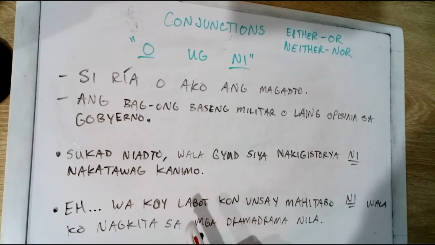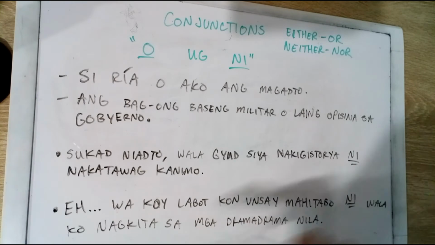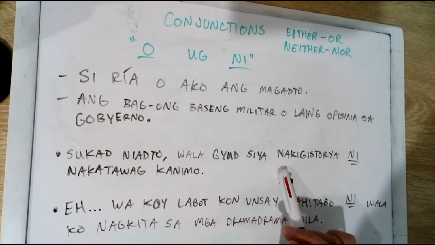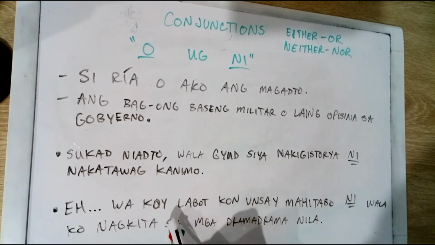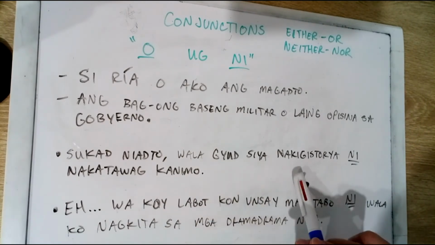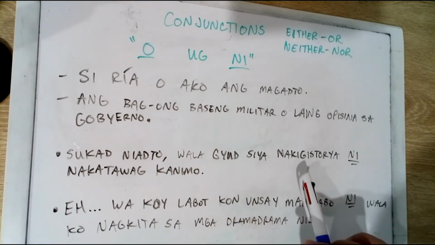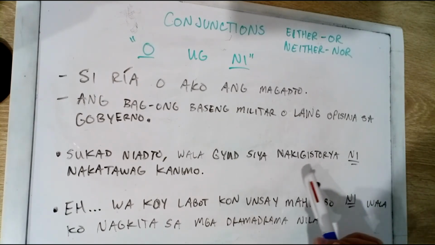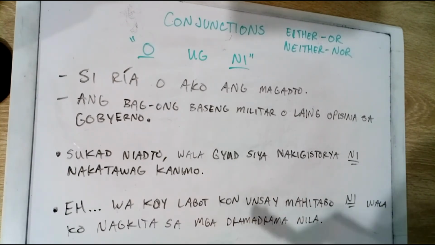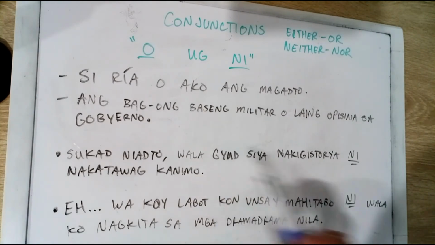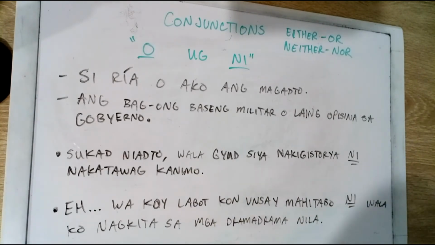Yeah, I think that's it. I have to double check myself here. Sugad niya to, wala gyud siya nakigistorya ni nakatawag kanimo. So since then, she hasn't been conversing, or I guess talking in a way, conversing nor calling you. And the wala is telling us that this is the negative for the ni, neither or nor in that sense. But in the last sentence that we have, right, you can see how you can translate it as neither, or neither nor, or nor.